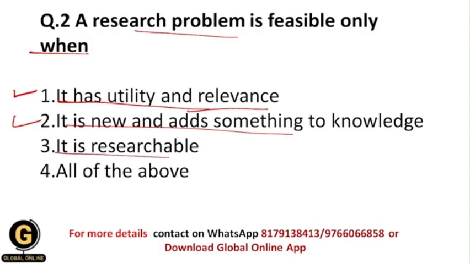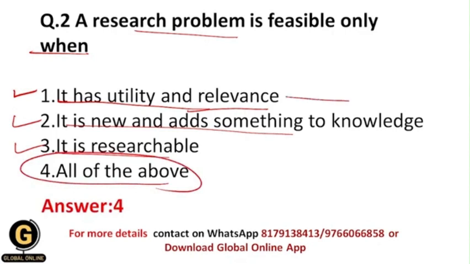Research is researchable. It is really the most important concept. If somehow the research problem is not researchable, then obviously you cannot do the research further, and that's why research problem should be researchable, and after that it will be feasible. Okay, so this is another option when the research problem is feasible, and that's why the correct answer to this question is 4, that is all of the above, because in all of these above situations research problem is feasible.